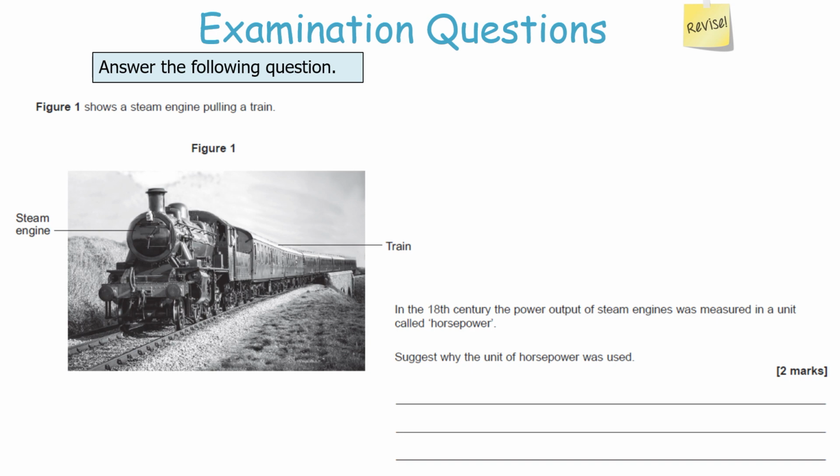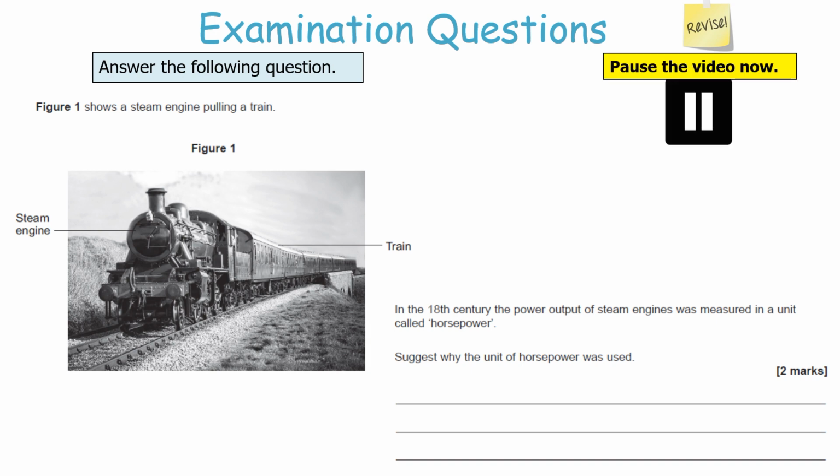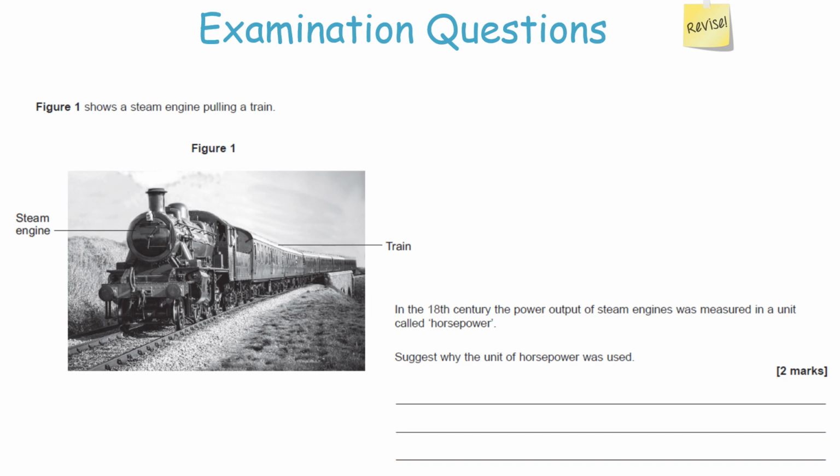In the 18th century, the power output of the steam engine was measured in a unit called horsepower. Suggest why the unit of horsepower was used. So pause the video now, then unpause the video when you want to go through your answer. Right, now this isn't a standard normal question we get on an exam. It's something where we've got to apply an understanding of how science works.